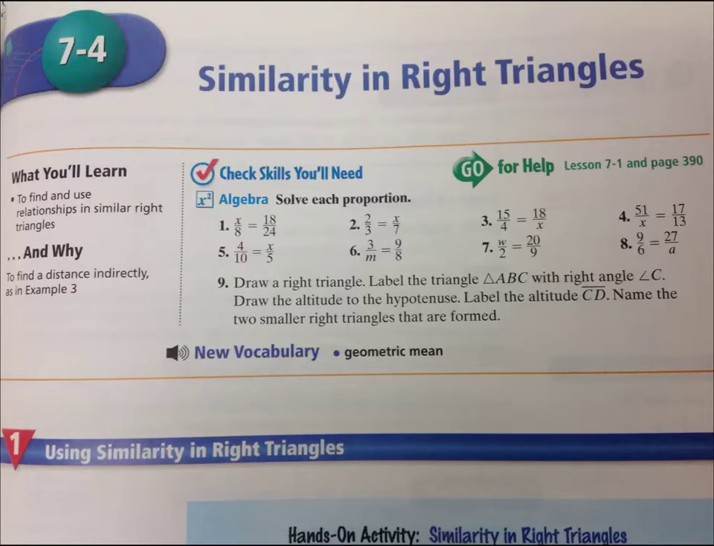In this lesson, we're going to find and use relationships in similar right triangles, so we can find the distance indirectly once again.